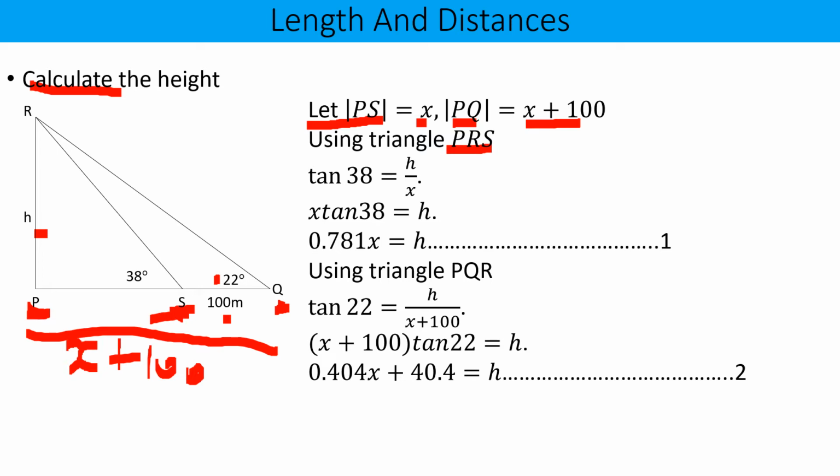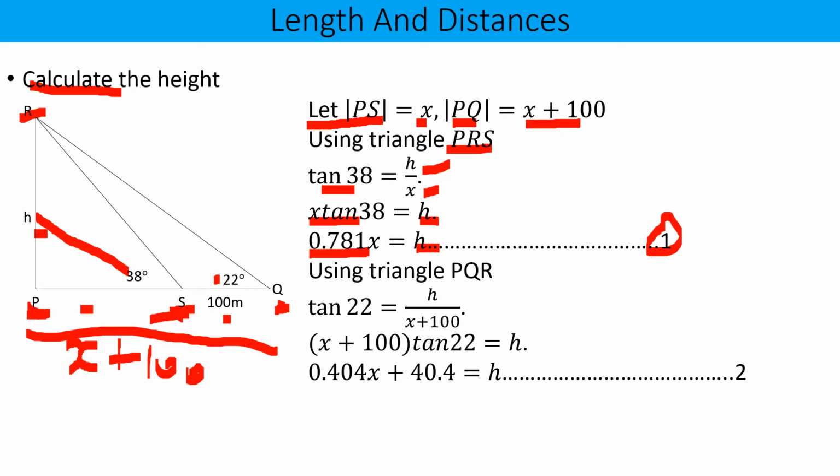So you see that the angle here is facing the H. So h is opposite. Then we are looking for x here. So tan 38 is equal to h over x. Then multiply both sides by x. So x tan 38 is equal to h. Then it will give us 0.781x equal to h. Then name it equation 1.